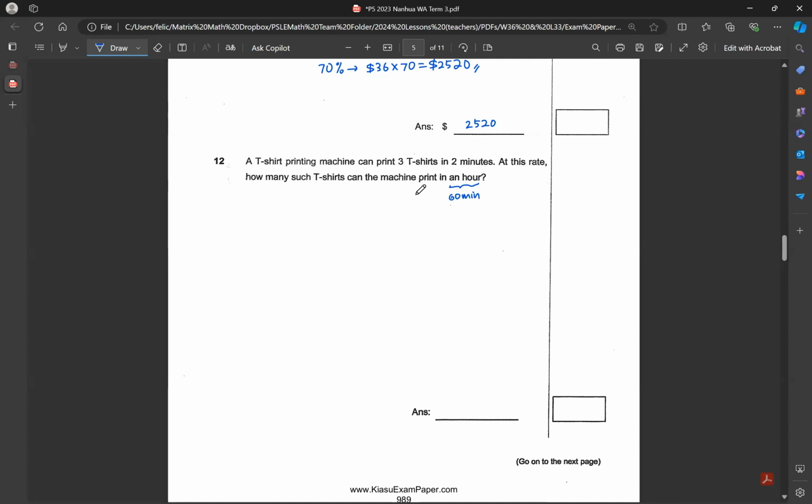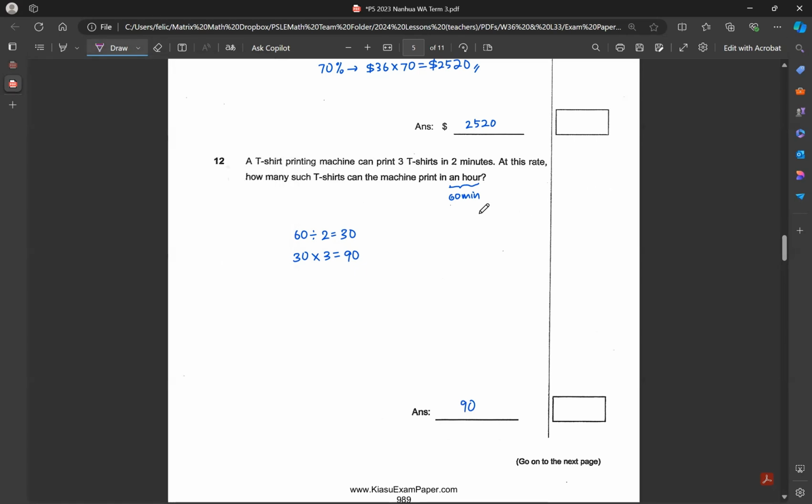If the machine prints 3 shirts in 2 minutes, you can find out how many sets of 3 shirts it prints in 60 minutes, like grouping. 3 t-shirts in 2 minutes is one group. You want to find out how many of those groups, so you can simply use 60 divided by 2, which is 30 groups of 3 t-shirts. Now I can find out how many t-shirts in the 30 groups. You can just take 30 times 3, because a group has 3 t-shirts. So that's it, 90 t-shirts.